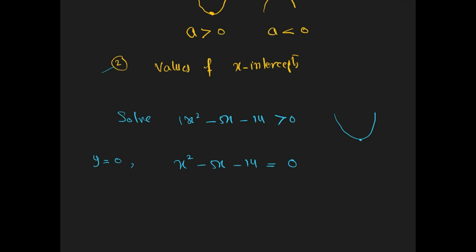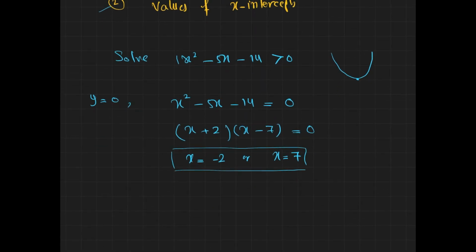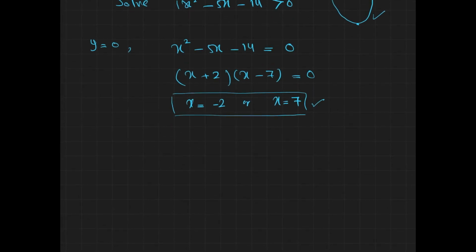So solving this one, we will get the factors x plus 2 into x minus 7 is equal to 0, which gives us x is equal to minus 2 or x is equal to 7. Now these are the values of x-intercepts. Therefore, this is the orientation of the shape and these are the values of x-intercepts. We can now sketch the graph.